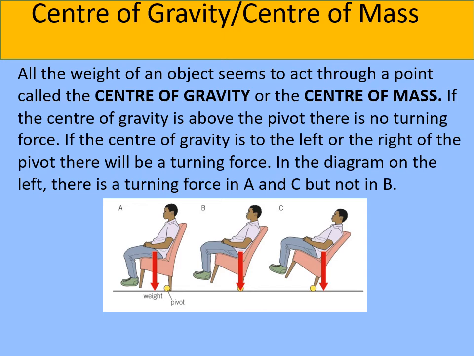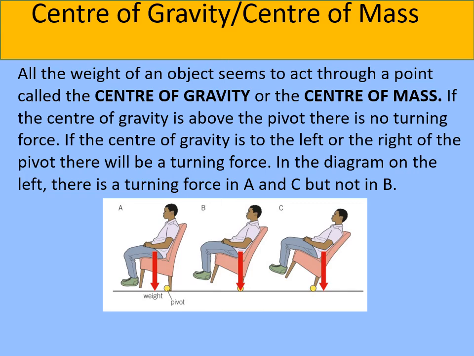Okay, so if we look at this diagram, we've got three situations. If you look at diagram B first of all, this is where we can see that the center of mass is directly above the pivot, and in that case the turning forces are overall zero, so that chair will not fall forwards or backwards.